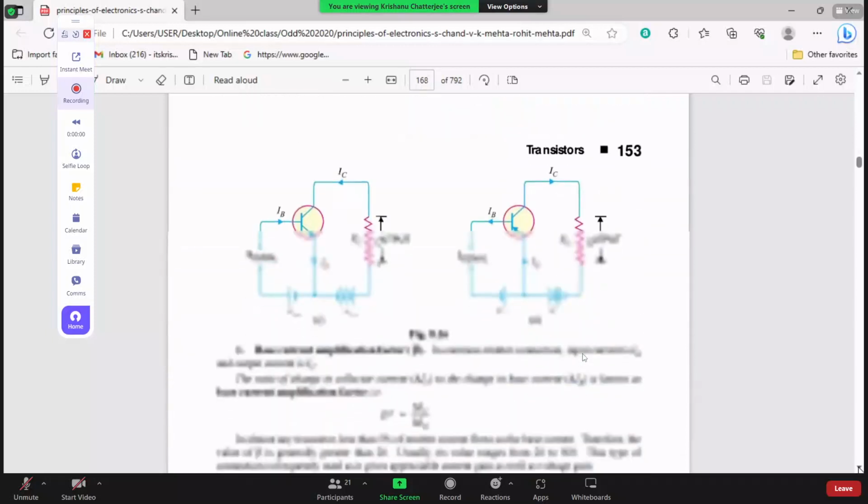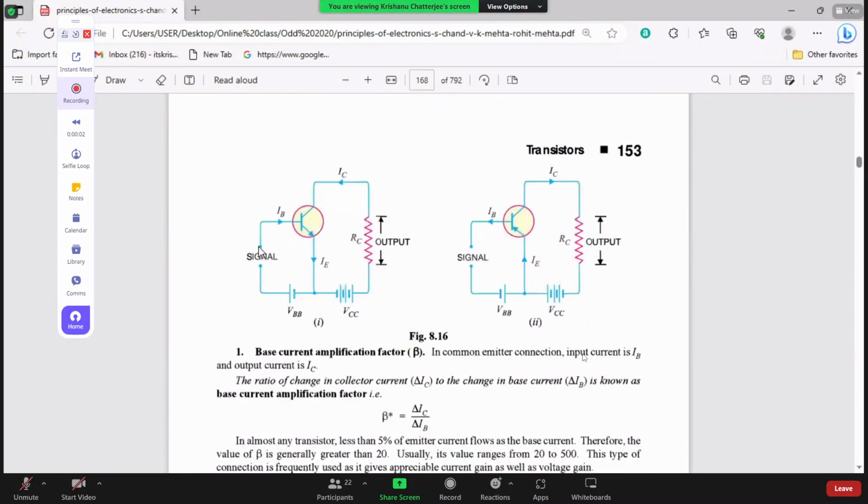This one. This is the diagram for PNP. This is the diagram for NPN. So whether PNP or NPN, in both the cases, you see the emitter lead is common to the base and common to the collector. Hence, we name it common emitter configuration.